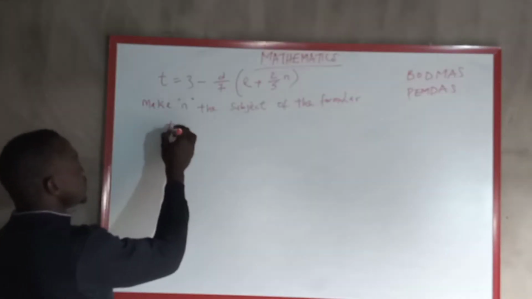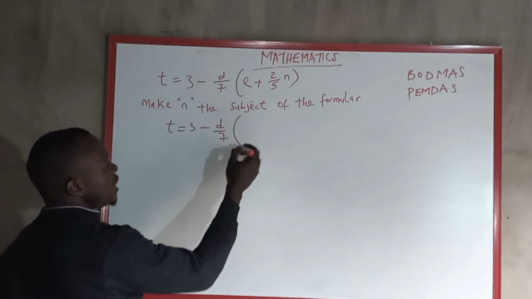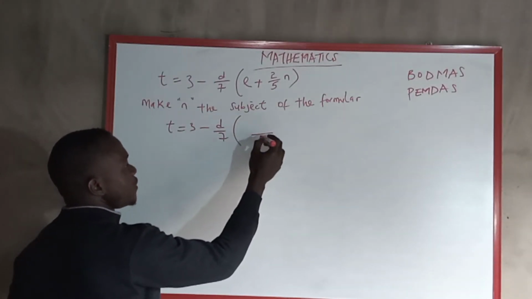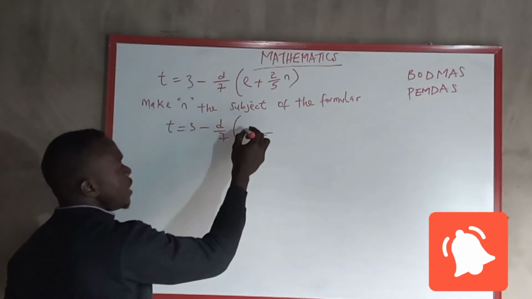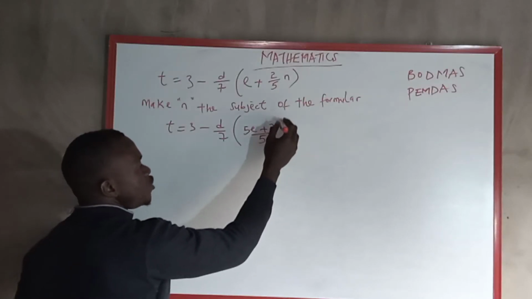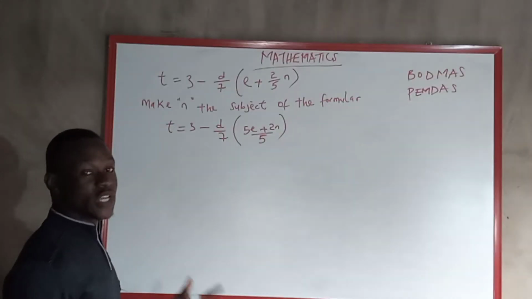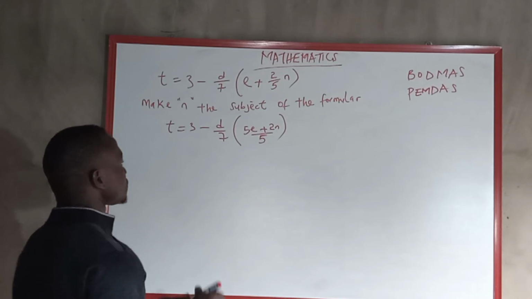We have t is equal to 3 minus d over 7. Then for this bracket, we take the LCM. LCM is 5. Then 5 divided by 1, we have it as 5 times e, we have 5e. Now, if you don't know how to collect LCM, you have to check out my video on LCM. Just check on my playlist, you see a video on LCM. You watch it, you understand how this LCM was collected.